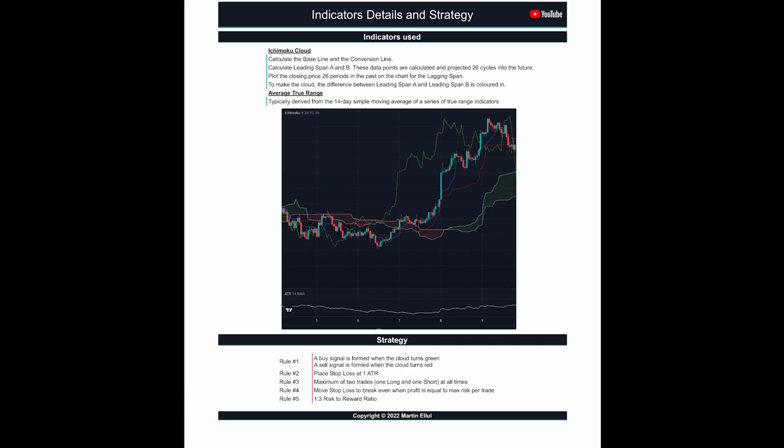When leading span A rises and crosses above the leading span B, the uptrend is confirmed, and the space between the lines is typically colored green. When leading span A falls below leading span B, it confirms the downtrend. In this case, the space between the lines is typically colored red.